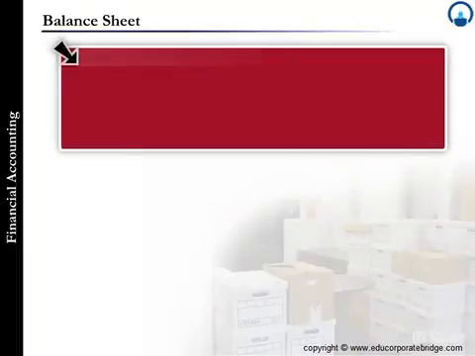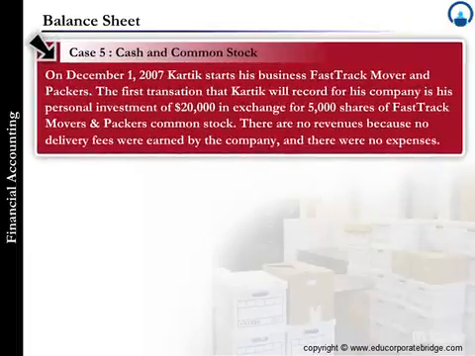Let us now look at case study 5, cash and common stock. On December 1, 2007, Karthik starts his business Fast Track Movers and Packers. The first transaction that Karthik will record for his company is his personal investment of $20,000 in exchange for 5,000 shares of Fast Track Movers and Packers common stock. There are no revenues because no delivery fees were earned by the company, and there were no expenses.